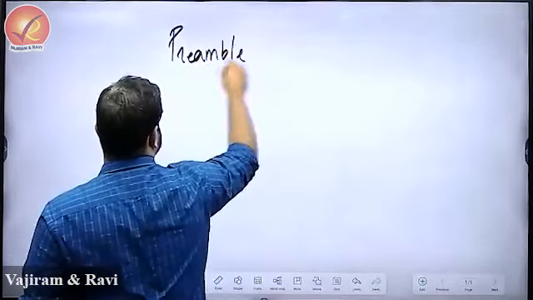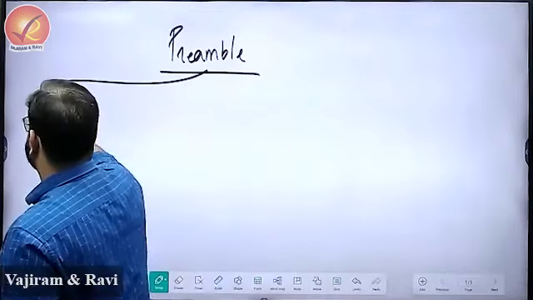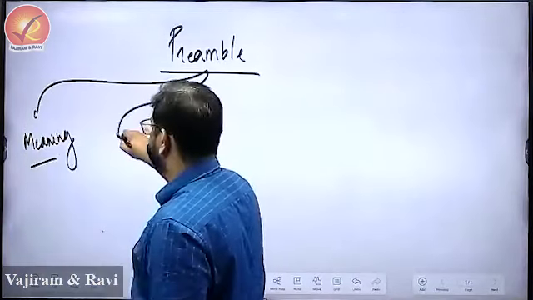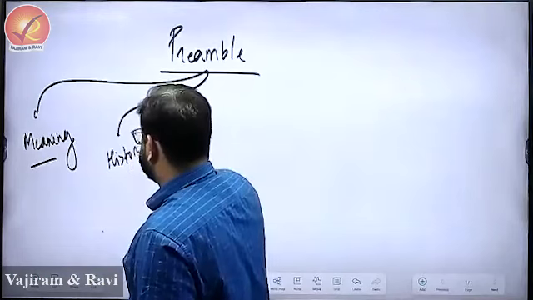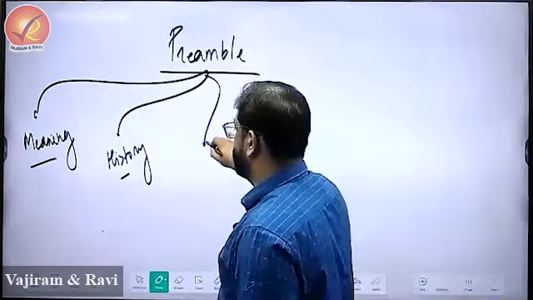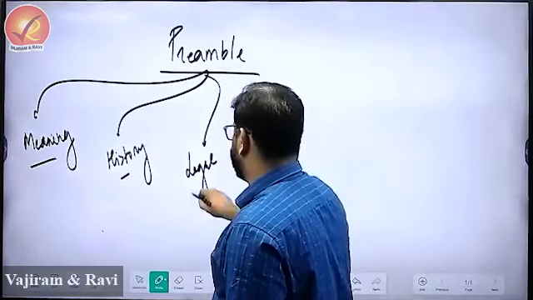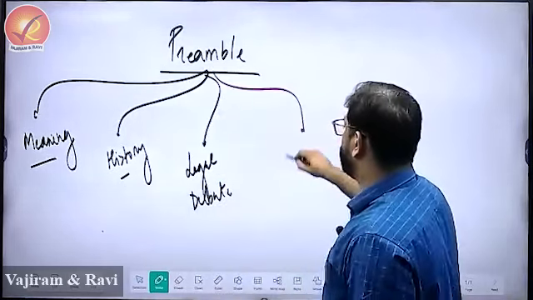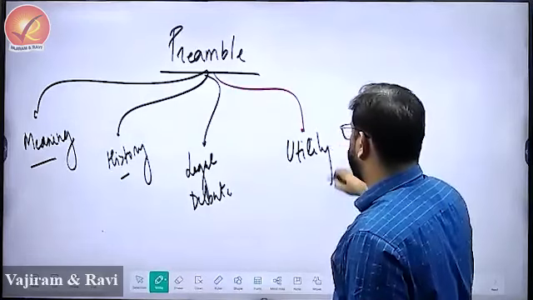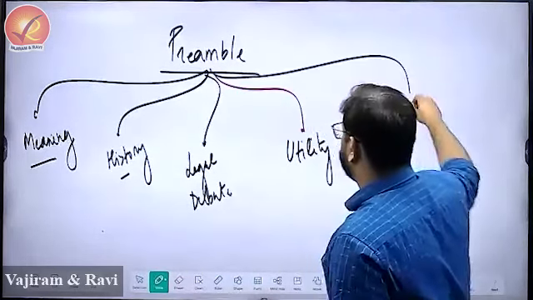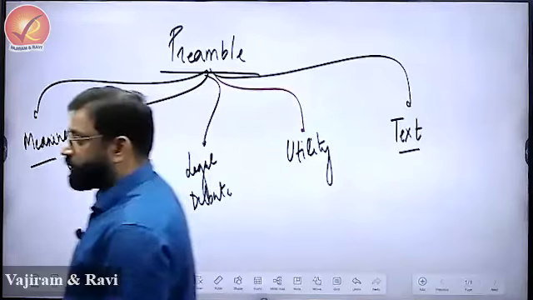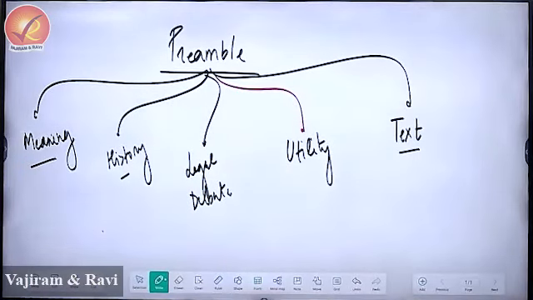Then we have seen questions from some specific parts. For example, meaning. Second is history. Third is the legal debate that we'll have today. Fourth is utility. And the most important being the text of the preamble itself. These are the parts. If you trace back, you can see that you have seen repeated questions.